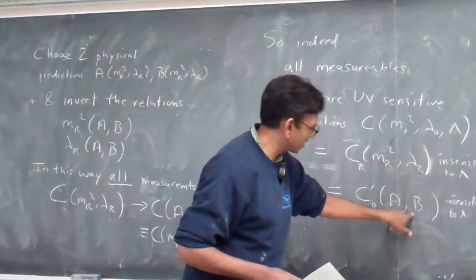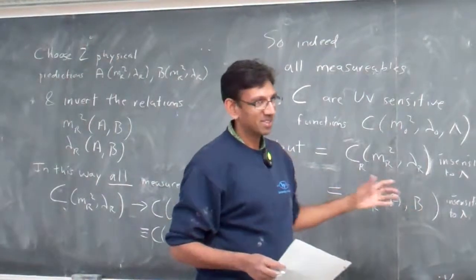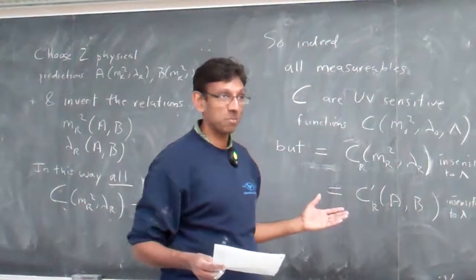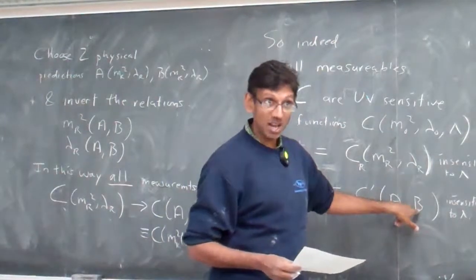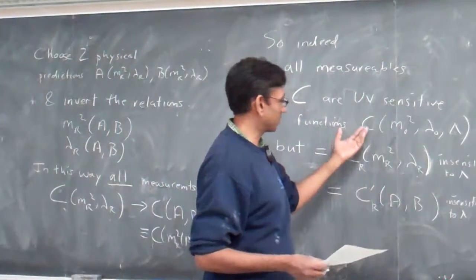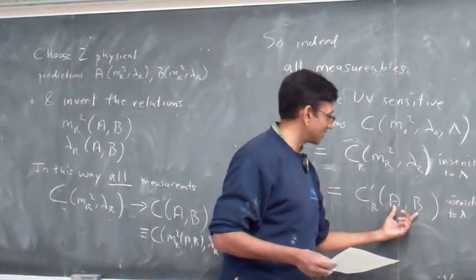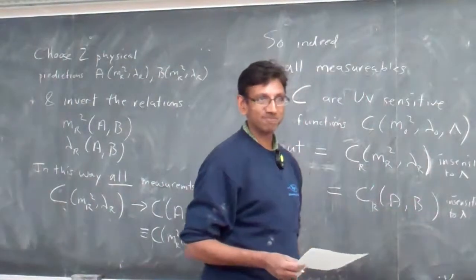Sensitive to lambda, but when written in terms of A and B, insensitive to lambda. There's only one way, logically, that this could happen. A and B themselves are very sensitive. A and B are two examples of the C, the general observer. A and B are very sensitive to the cutoff.